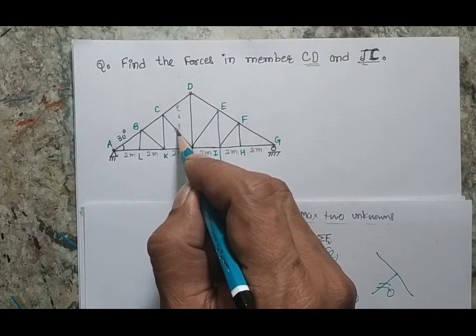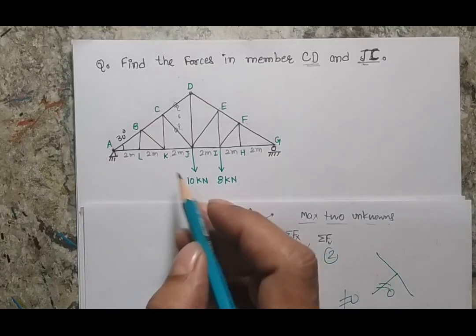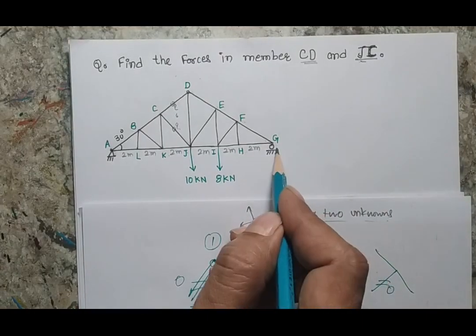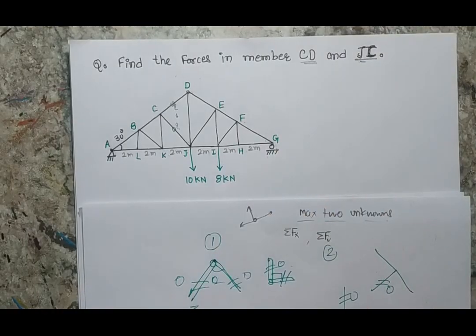So these are the two members where I have to find the forces. One way is to directly start solving the problem. You have to identify a joint. Here in this case, if you calculate the reactions, you can start your problem either from point G or point A. And when you solve the problem subsequently, you will find that these members are zero force members.